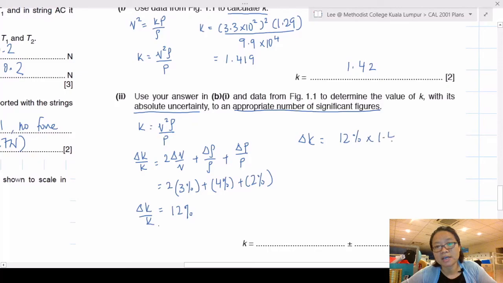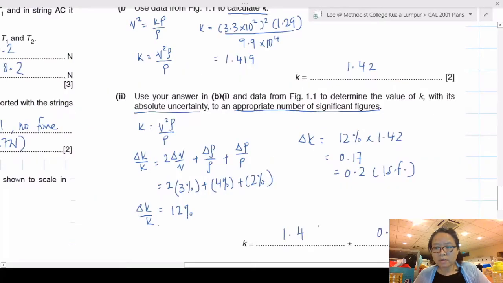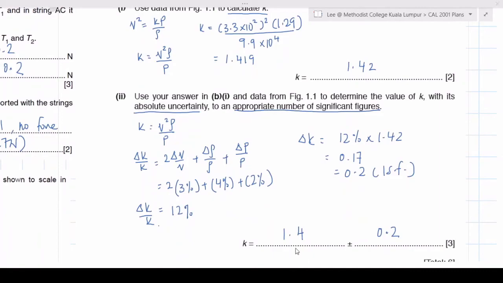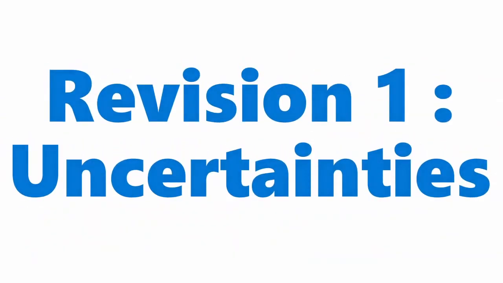So now I can find delta K, 12% of 1.42. 1 SF, so 0.2. So this one is 0.2. So you're going to write, okay, so yeah, make sure the decimal point, the SF will fit, okay? So 1 SF, and the dp follows the SF. All right, so yeah, that is uncertainty. Go try more questions. I'll see you in the next video for revision 2.